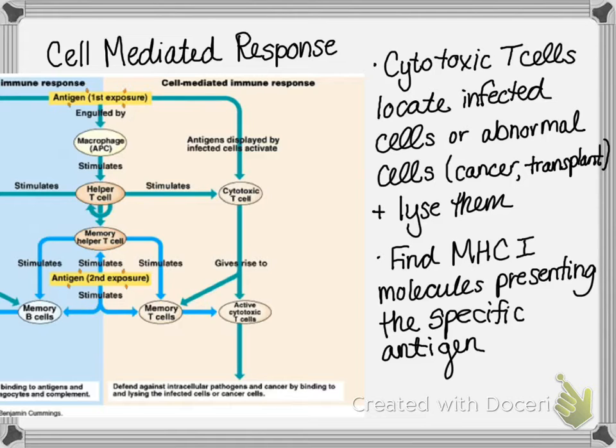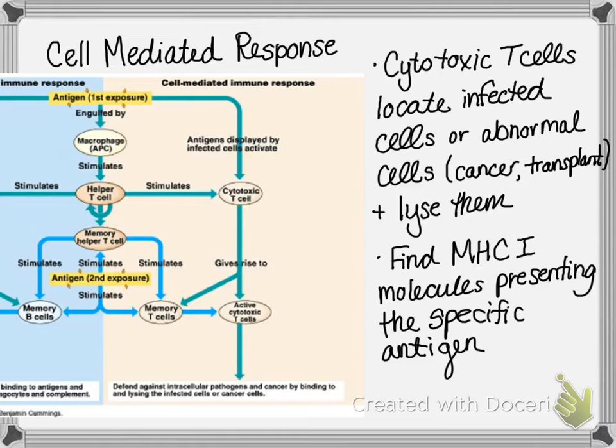We learned about these in a previous video. MHC1 molecules are found on body cells, and they present specific antigens. Cytotoxic T cells that are specific for that antigen will bind to those class 1 MHC molecules and release chemicals called perforin that lyse those cells, destroying the cell and stopping the potential infection.